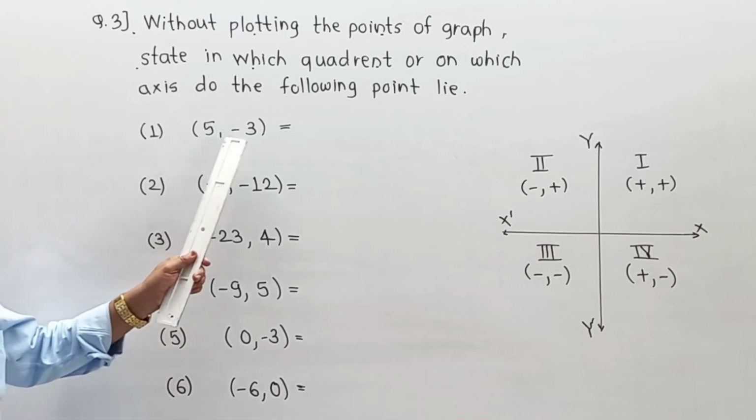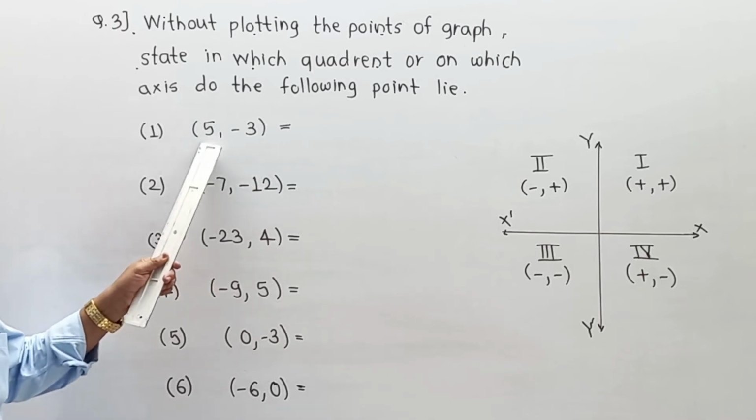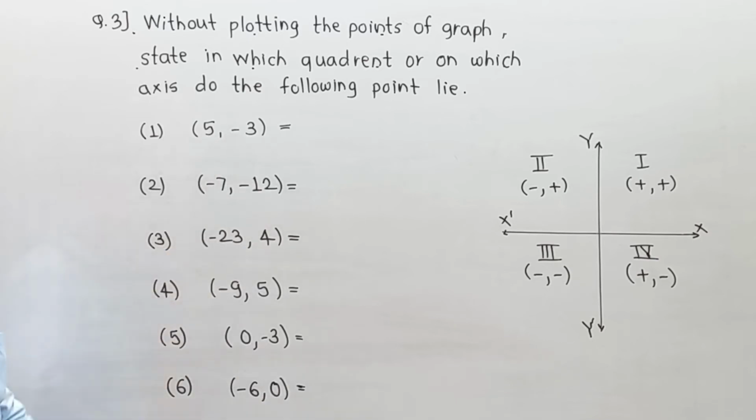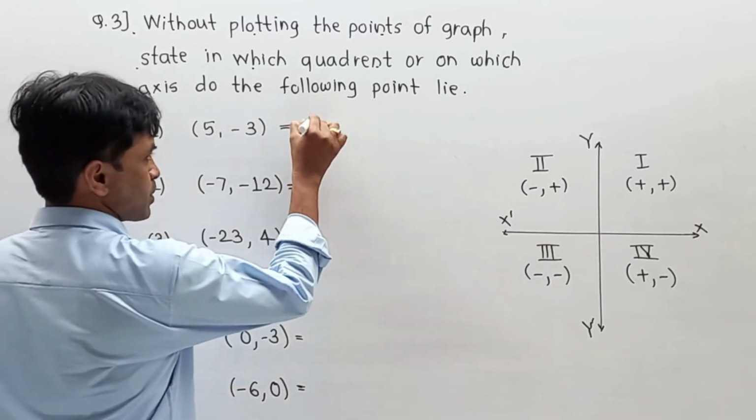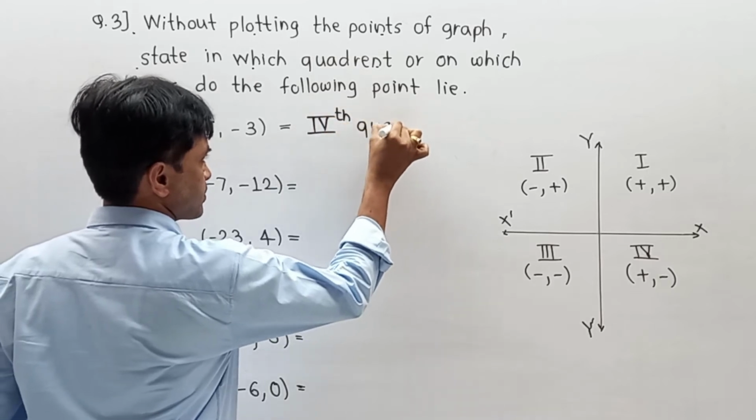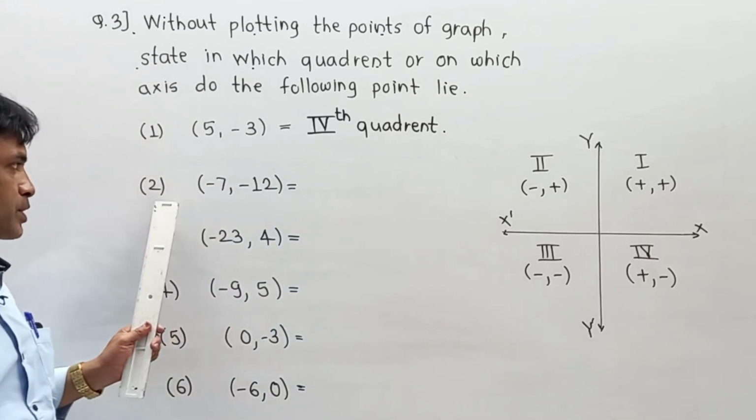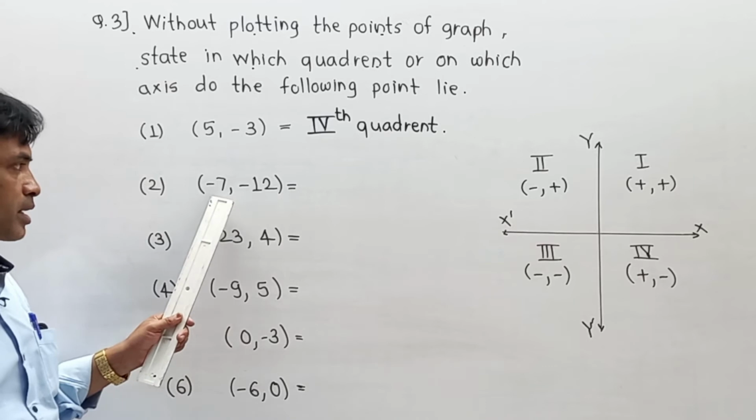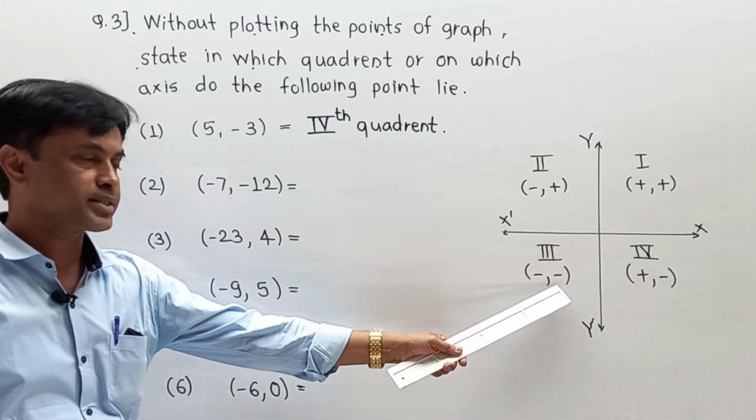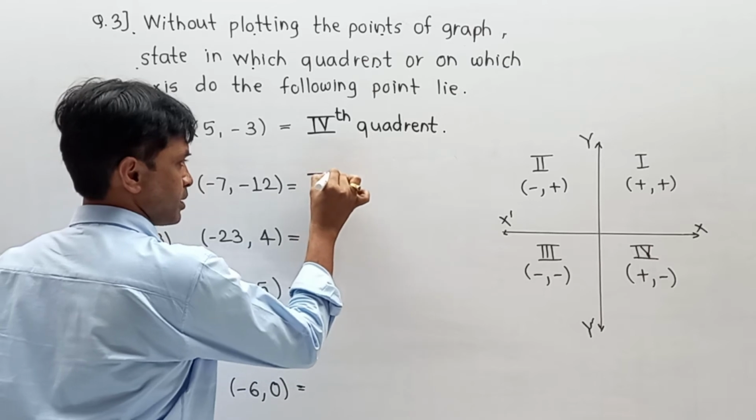So our first point is (5, -3). Here the value of x is positive and the value of y is negative. Naturally it is in the fourth quadrant. So our respective answer is the fourth quadrant. Now next, question number 2, they have given us the point (-7, -12). Here the value of x is negative and the value of y is also negative. Naturally this point is in the third quadrant. So our respective answer is the third quadrant.